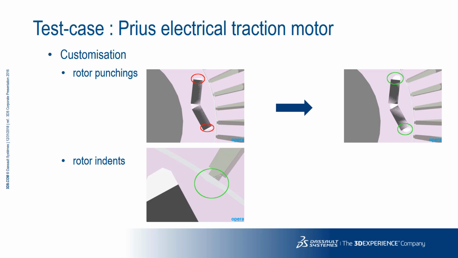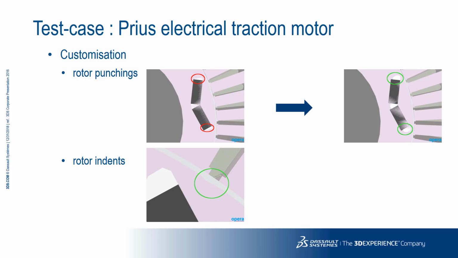We'll be using this facility of building custom geometric features in the Toyota Prius model in order to modify two important features. The first one is the shape of the rotor punching, which encloses the magnets. By changing the shape at the tip of this region, the flux paths in the rotor will change along with the performance of the motor.